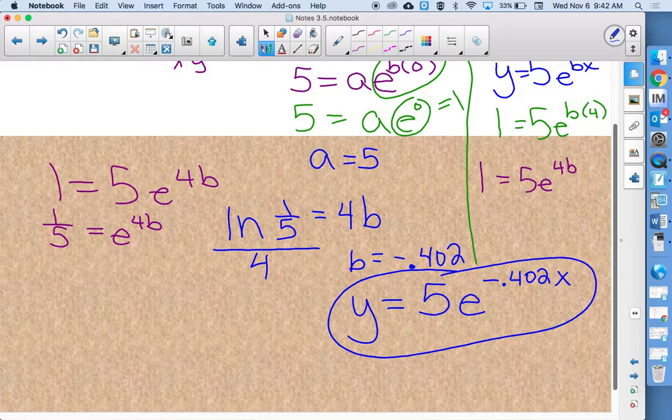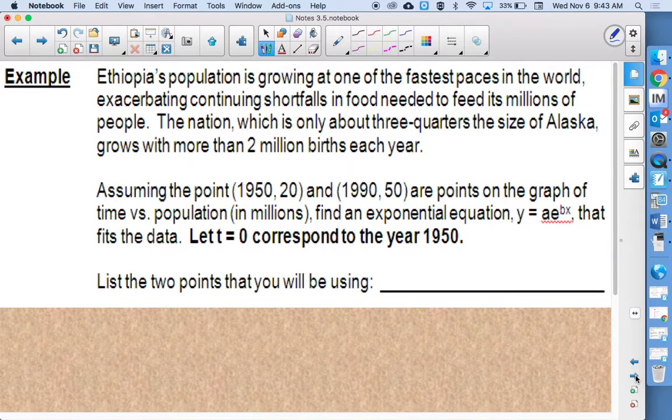So looking at the last problem on the back here. So we have Ethiopia. It was one of the fastest growing countries in the world. The nation is, it says, 3/4 of the size of Alaska. And Alaska is a fair size, but like, yeah, it is bigger than Texas, but it's still not the size of the United States.